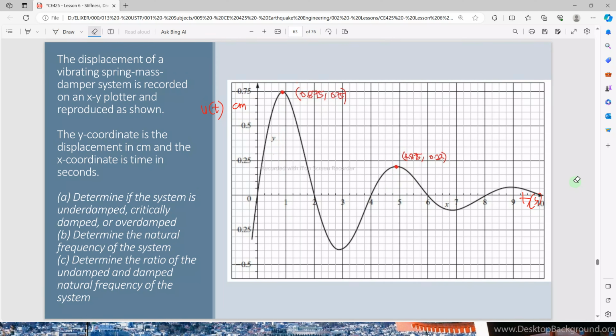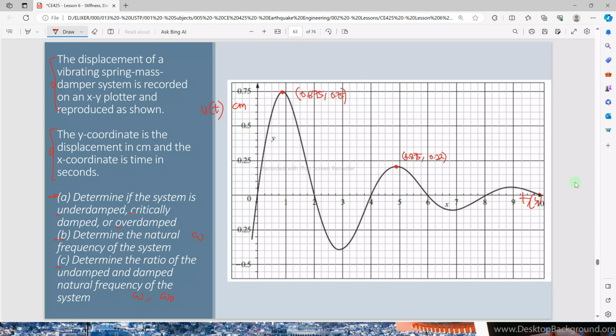Okay. So the displacement of a vibrating spring mass damper system is recorded on an XY pattern and reproduced as shown. The Y coordinate is the displacement in centimeters and the X coordinate is time in seconds. So we have three problems here. Determine if the system is underdamped, critically damped, or overdamped. Next, determine the natural frequency of the system, the damping ratio, and the ratio of the undamped and damped natural frequency. So, the undamped natural frequency and then the damped natural frequency.